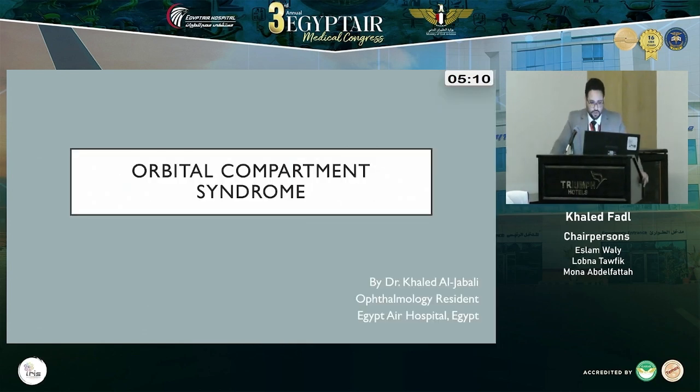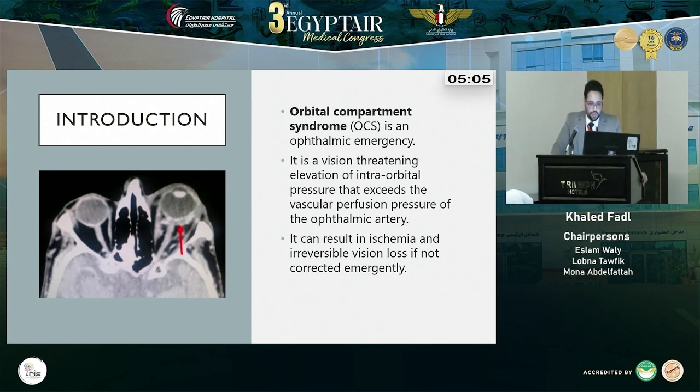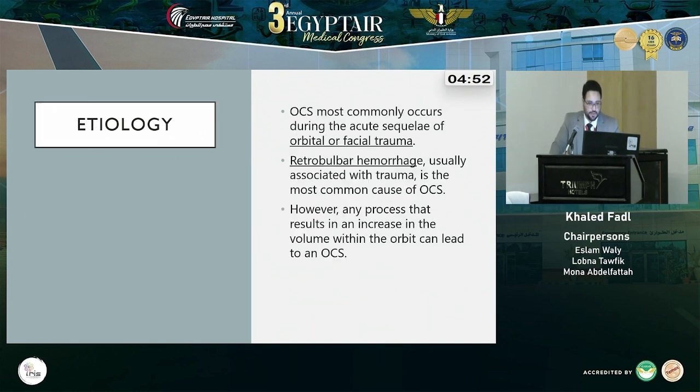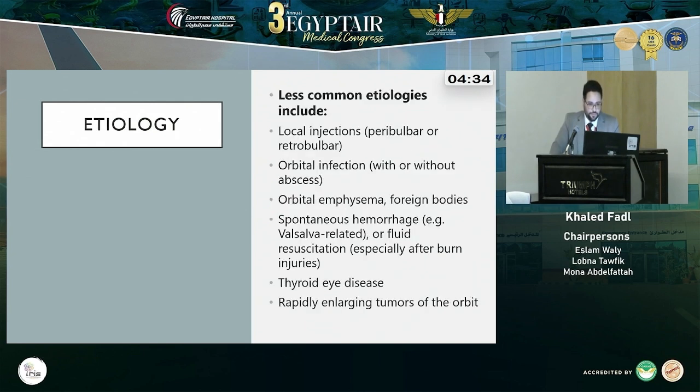For the second topic, we have orbital compartment syndrome. It's an ophthalmic emergency, a vision-threatening elevation of intraorbital pressure that exceeds the vascular perfusion pressure of the ophthalmic artery. It can result in ischemia and irreversible vision loss if not corrected emergently. It is most commonly caused by orbital or facial trauma, and is usually associated with retrobulbar hemorrhage. However, any process that increases the volume within the orbit can lead to orbital compartment syndrome.